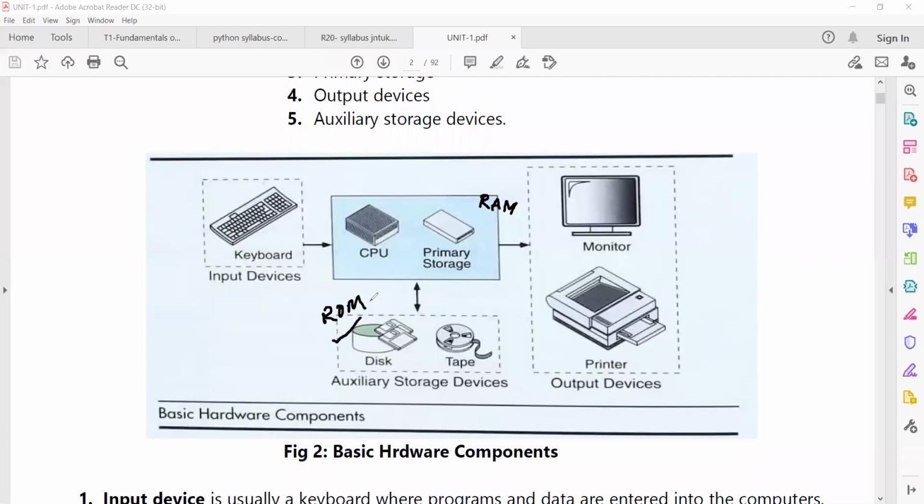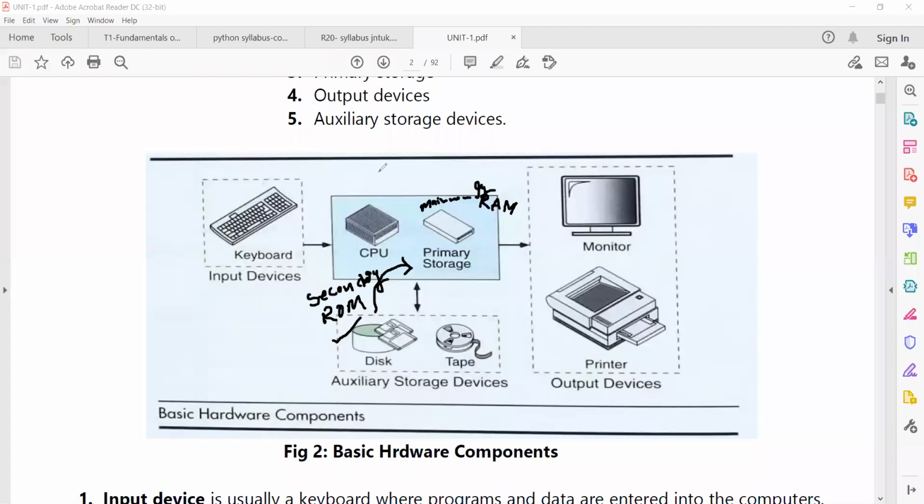Read only memory. So this is RAM, random access memory. If you want to perform any task, already existing data can be fetched from secondary memory to primary memory. So this is secondary memory. Secondary memory is also called auxiliary storage devices. Primary memory is also called main memory. Main memory, right?